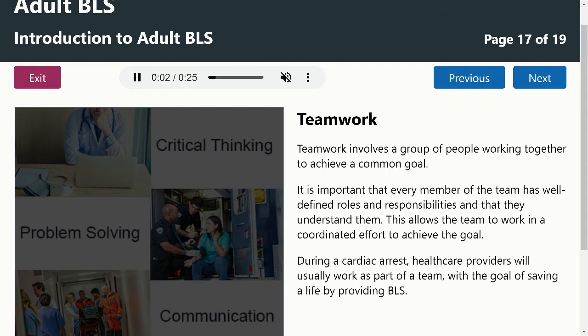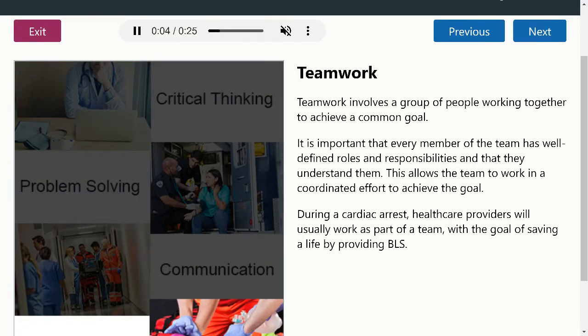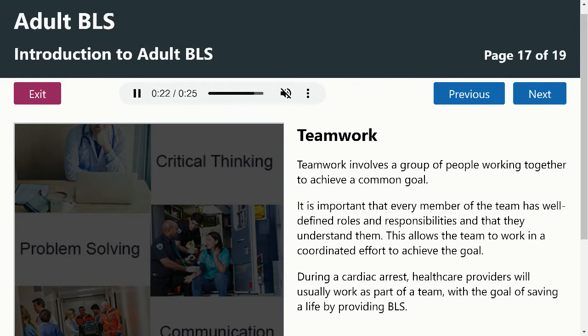Teamwork. Then you got teamwork. It involves a group of people working together to achieve a common goal. It's important that every member of the team has well-defined roles and responsibilities and that they understand them. This allows the team to work in a coordinated effort to achieve the goal. During a cardiac arrest, healthcare providers will usually work as part of a team with the goal of saving a life by providing BLS.